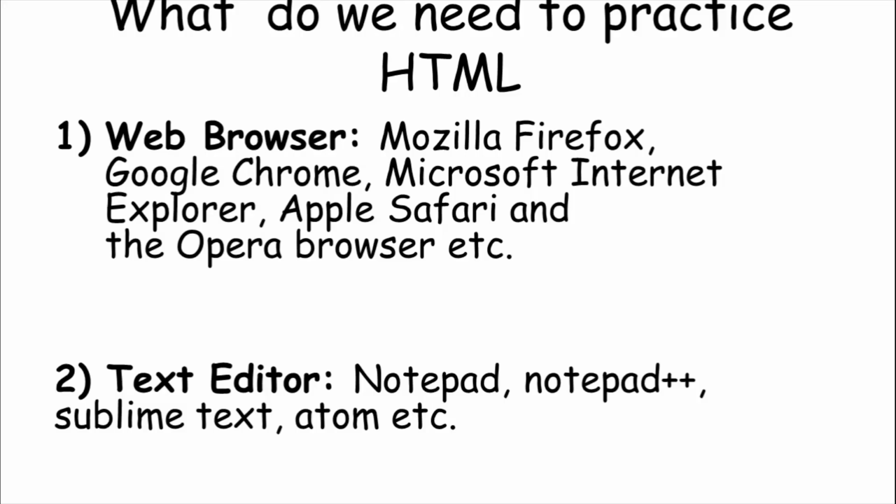In the second part of our lesson, you're going to find out what we need to practice HTML. In our computer, we need two things to practice HTML. One is the web browser, and the second thing is the text editor. Now, what is a web browser? A web browser is a tool or a software in your computer which everyone uses to access the website. Why do we use the web browser? We use the web browser to check how our website looks.